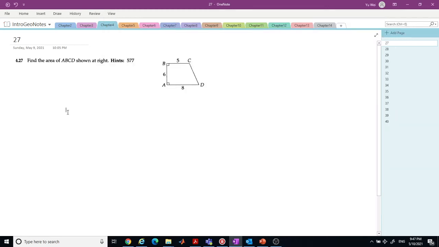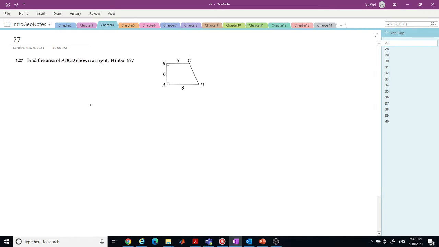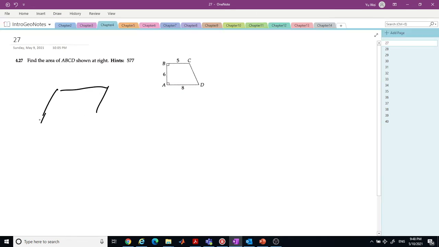Okay, let's talk about the challenge problem of chapter 4. The first problem is the area of the trapezoid. For the trapezoid, I want to introduce that a trapezoid is made by cutting through a parallelogram. Like we cut here, and these two pieces will be equal, S and S.